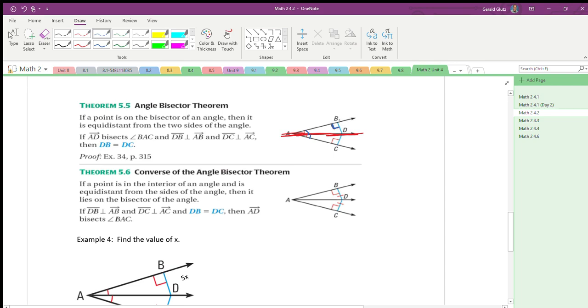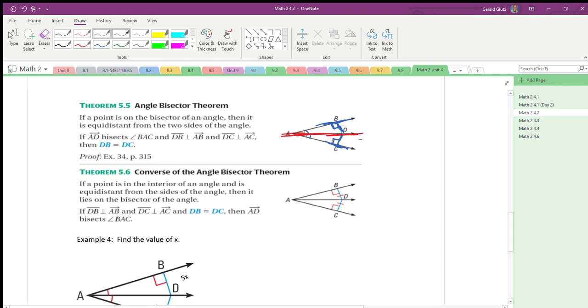Also notice that BD and BA are perpendicular to each other. So this line and this line are perpendicular because they form a 90-degree angle. Same with DC and CA. They form a 90-degree angle, so they are perpendicular to each other. That's important in this. So these two angles are congruent. These two angles are 90 degrees, so that means red is a bisector.